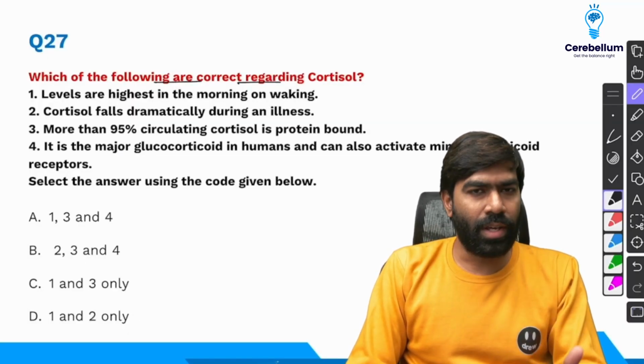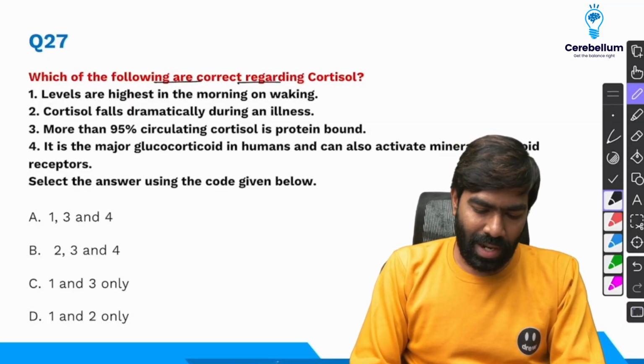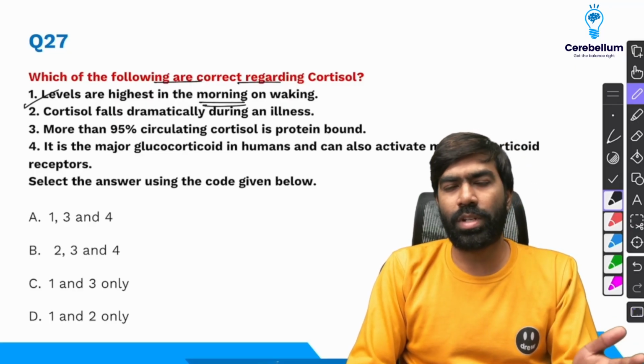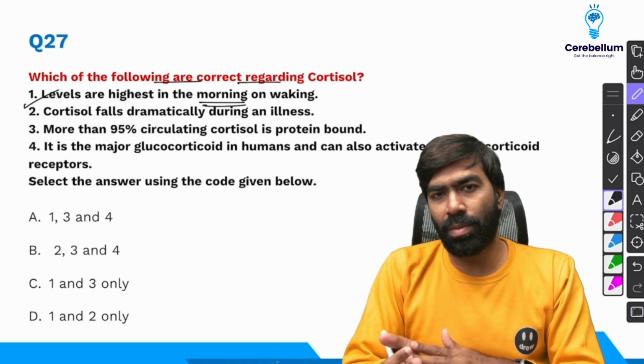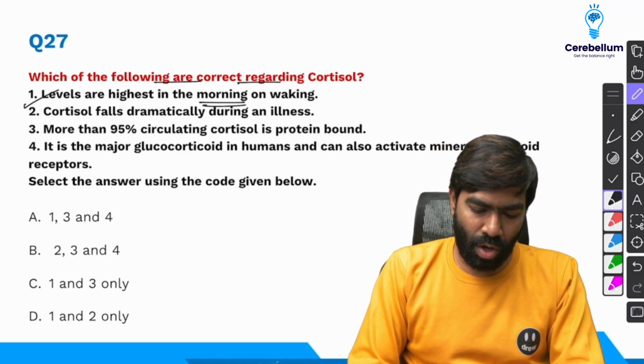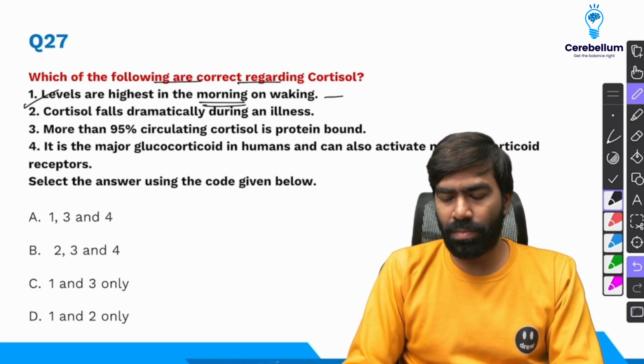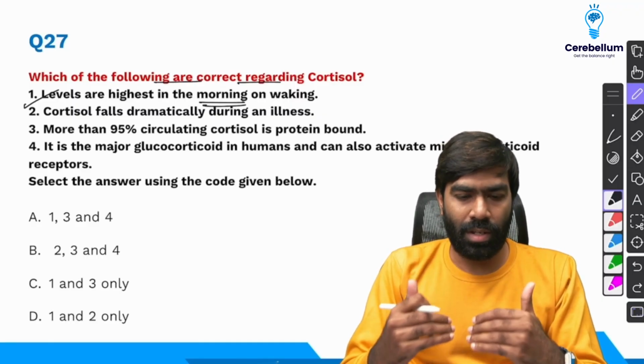27th question, which of the following regarding cortisol is correct? Levels are highest in the morning on waking. Very, very true statement. In fact, cortisol levels are going to peak by approximately 7 a.m. to 8 a.m. in the morning, and the levels are going to be at rock bottom in the night. By 11 p.m. to 12 a.m., the levels are going to be at their bottommost.